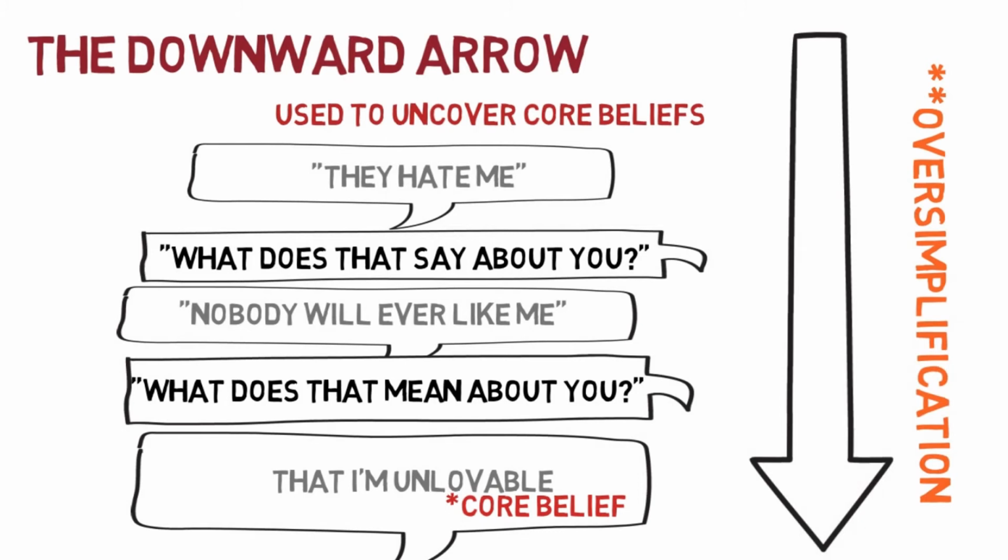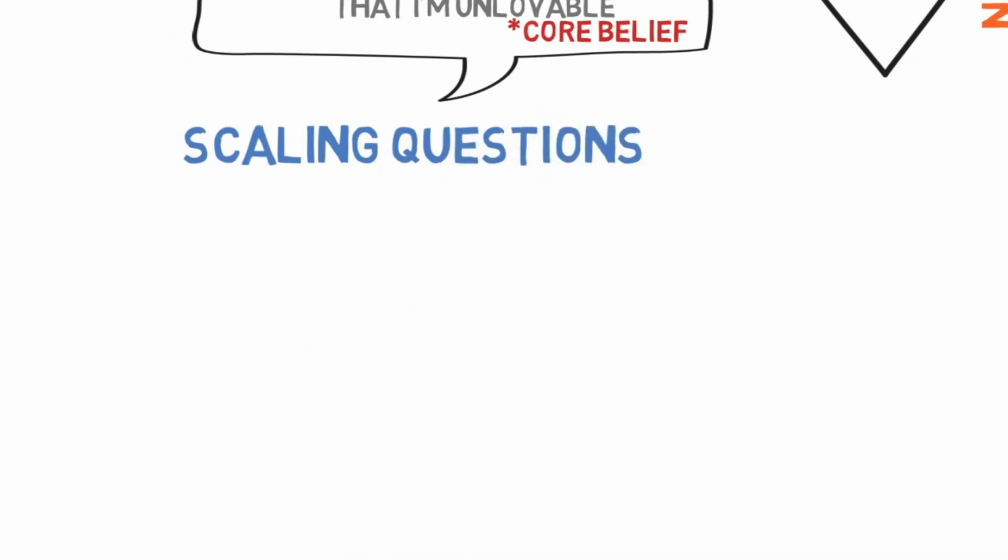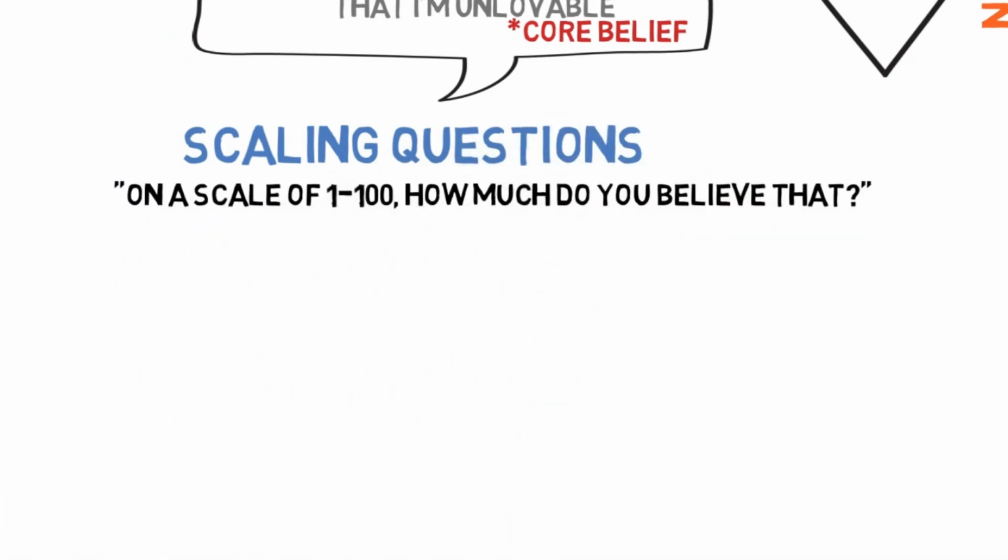When you discover a core belief, you need to see how much the client believes it. So just ask the person, on a scale of 1 to 10, how much do you believe that belief? I usually tend to use 1 to 100 just because it seems to get people to think about it a little bit more deeply. Another related technique is known as the mood check.